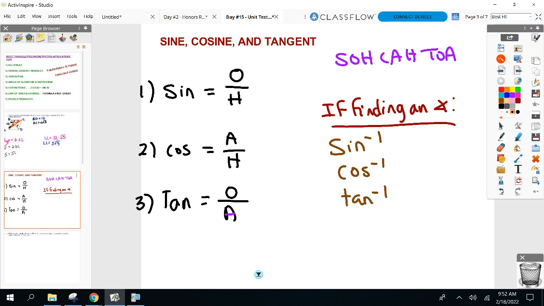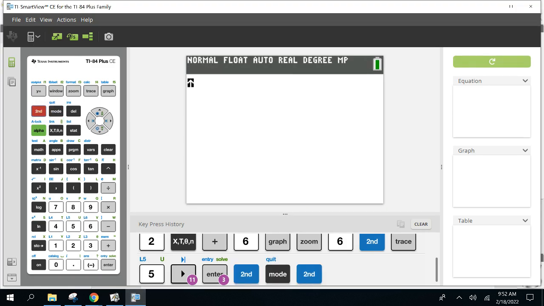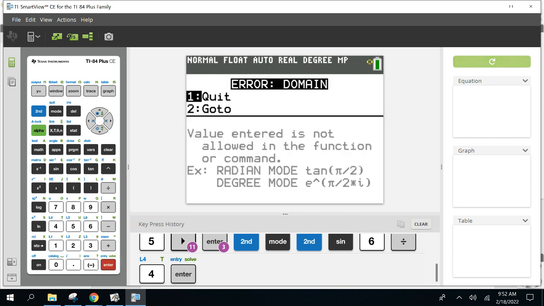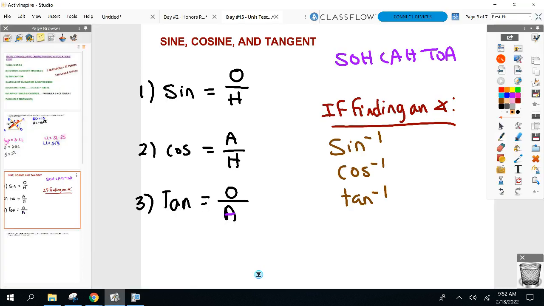And just a reminder, if for sine and cosine you're doing this and the numerator is bigger than the denominator, you did something wrong, you're going to get an error on your calculator. Anytime you do second sine, for instance, 6 divided by 4, it's going to give you an error. That's not the problem's problem, that's your problem. So go back and figure out what you did wrong.